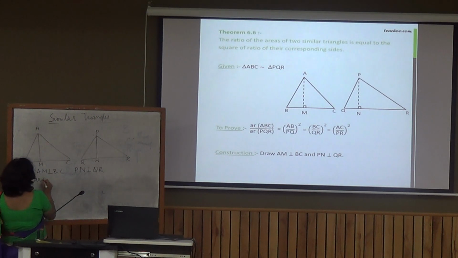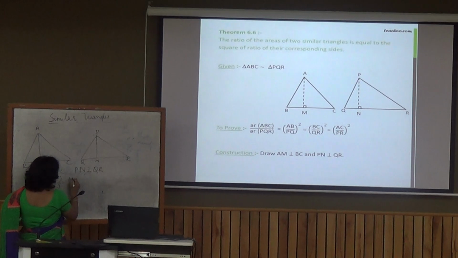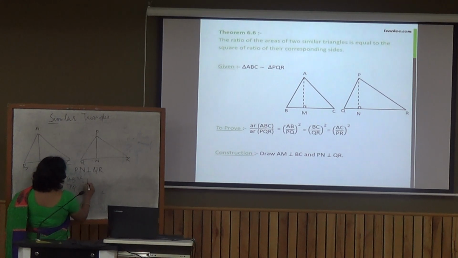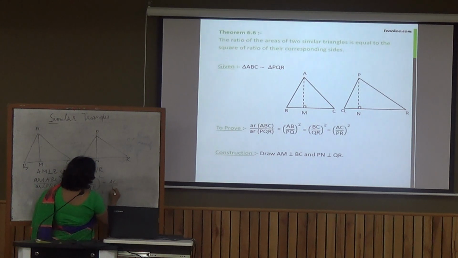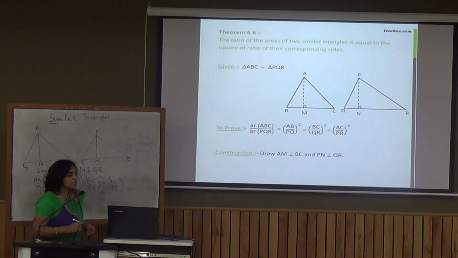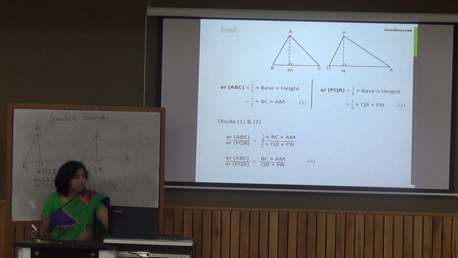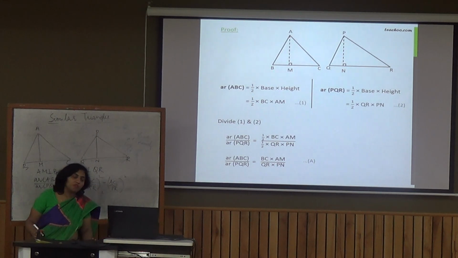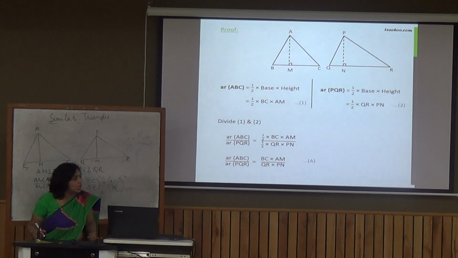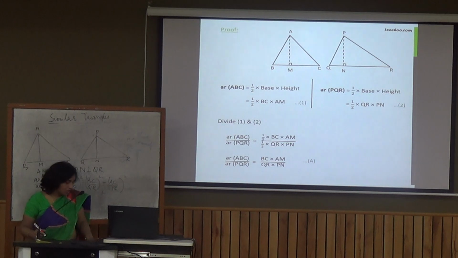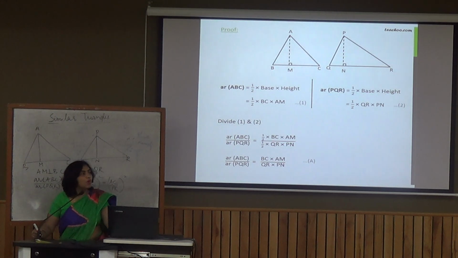We have to prove area of ABC is to area of PQR is AB upon PQ whole square is equal to BC upon QR whole square or AC upon PR whole square. Let's see how. We have already drawn perpendiculars to calculate the area. So area of triangle ABC, half base into height, gives you half BC into AM, and area of PQR gives you half base into height as half QR into PN. Now when we divide both the equations, we get half BC into AM upon half QR into PN. That gives us the ratio as BC into AM upon QR into PN.